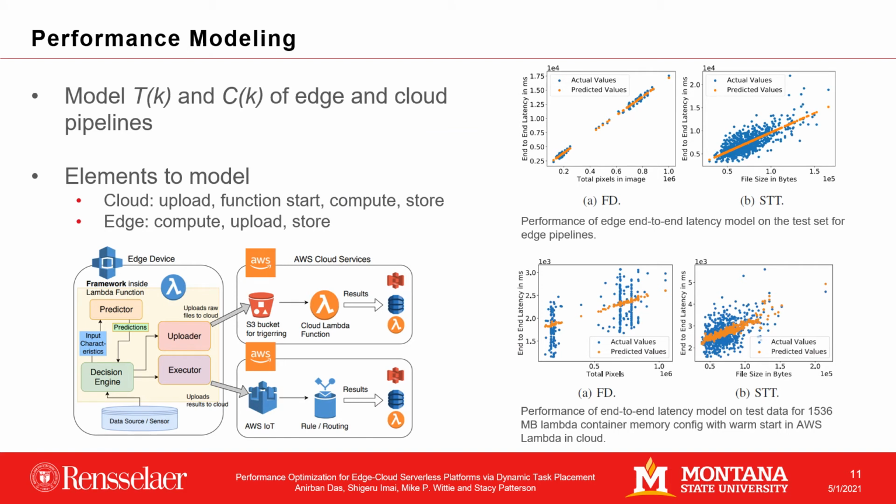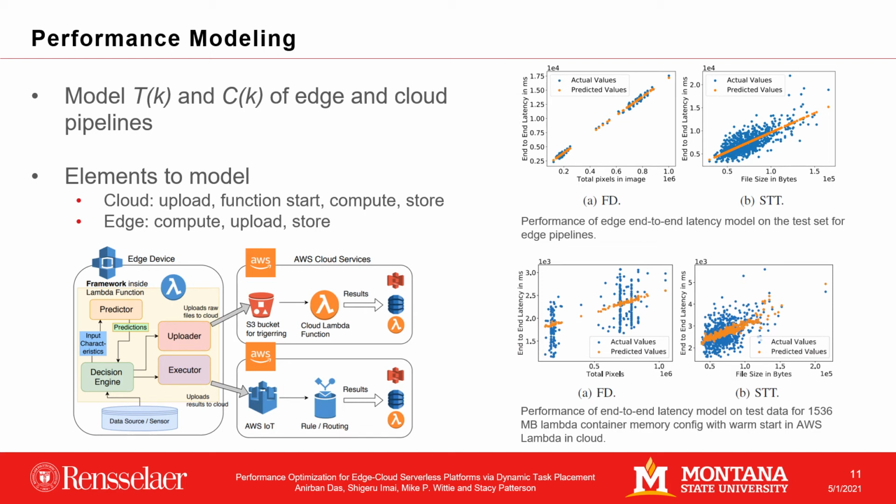So for efficient execution and task placement using the optimization problems mentioned in the last slide, we need to have models for both the end-to-end latencies and the total cost of executing the jobs in both the edge and the cloud pipelines. In order to model these latencies, there are several elements we need to model. For example, the entire end-to-end latency of the cloud can be broken down into several constituents, such as the upload latency, the function start latency, the compute latency, the storage latency, etc. And the edge end-to-end latency can be similarly broken down.